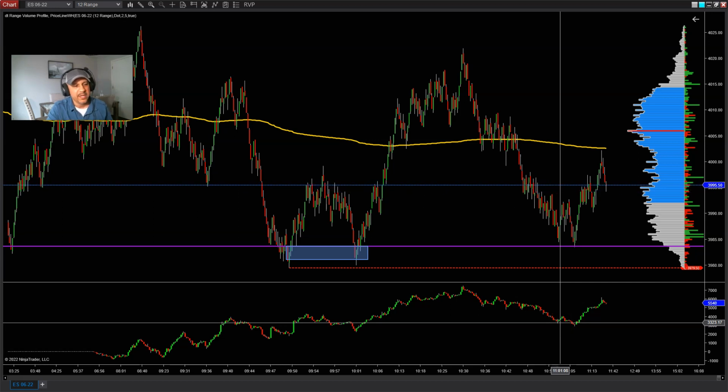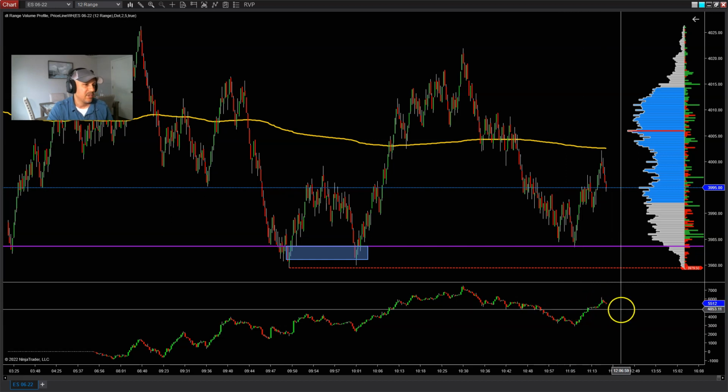It is a level 2 indicator, and what it does is show you the orders that are hitting the market at any given time, whether it's buy orders, sell orders, whatever it is.